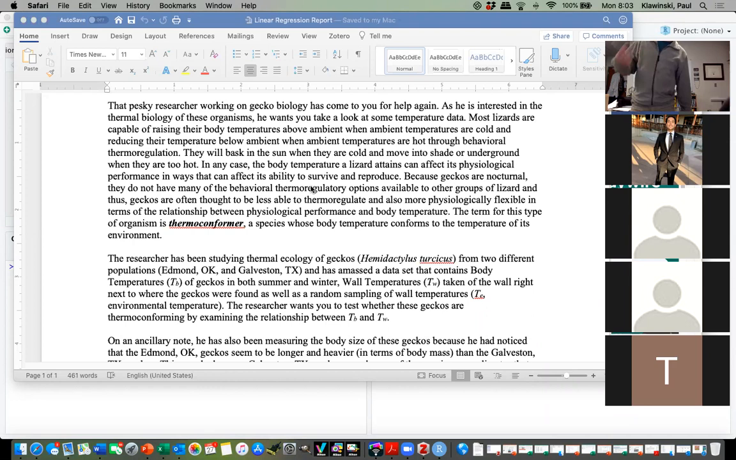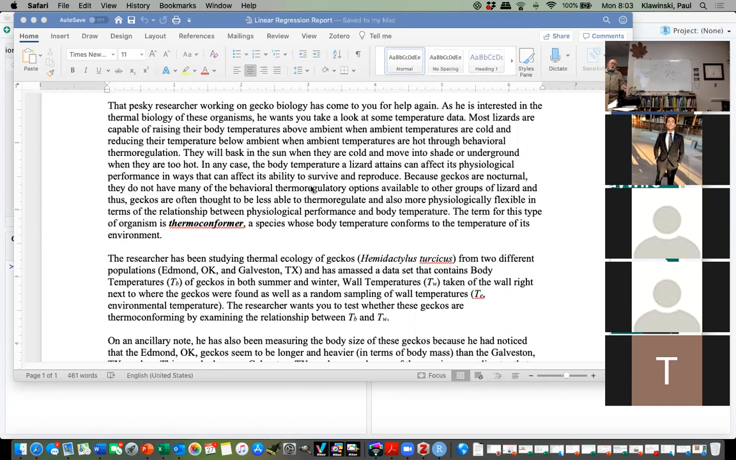If the slope is greater than 1 or the y-intercept is greater than 0, then they're thermoregulating to a certain degree, because if this was a slope of 1, you would expect this slope of 1 to be centered at the origin. So the y-intercept would be, if you make the environment 0 degrees, you should expect body temperature of the lizards to be 0 degrees. And so it may be that there is a 1-to-1 relationship, but the y-intercept is somewhere up here around 10 degrees or something like that.